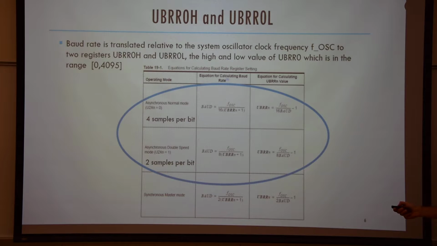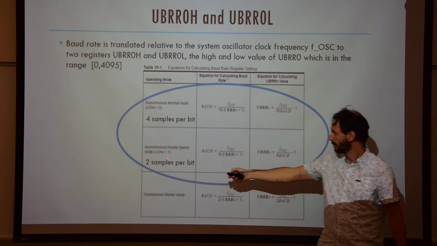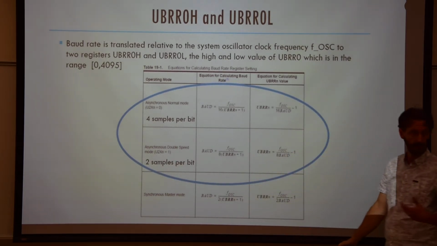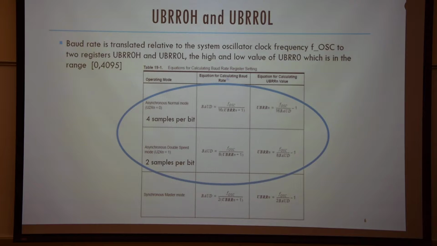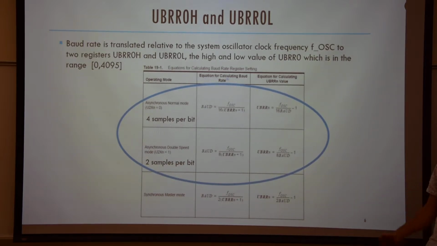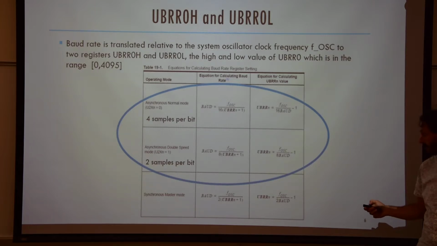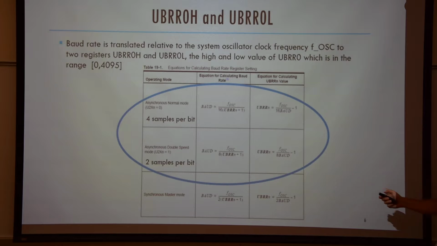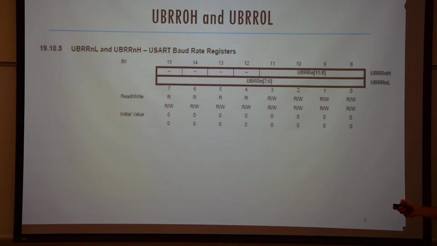Okay, so I also want to mention that it's possible to have 2 samples per bit, which is asynchronous double speed. It means that you're transmitting faster, but it means that you have less samples and you're more error prone. So there are disadvantages and advantages, and you can see the 16 here is replaced by an 8, and that makes it all faster.